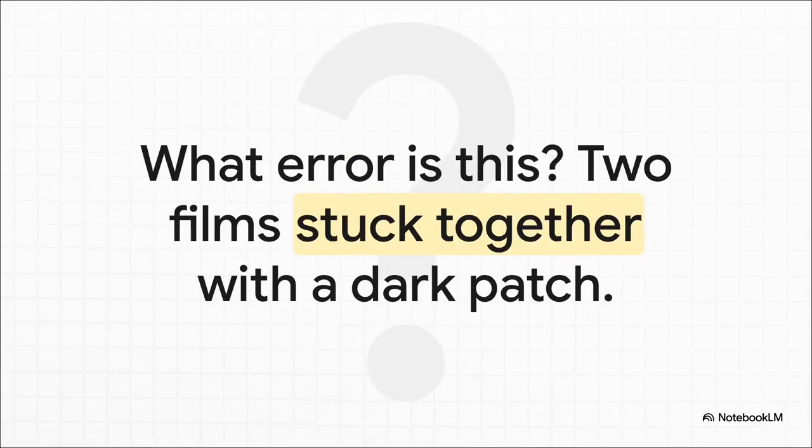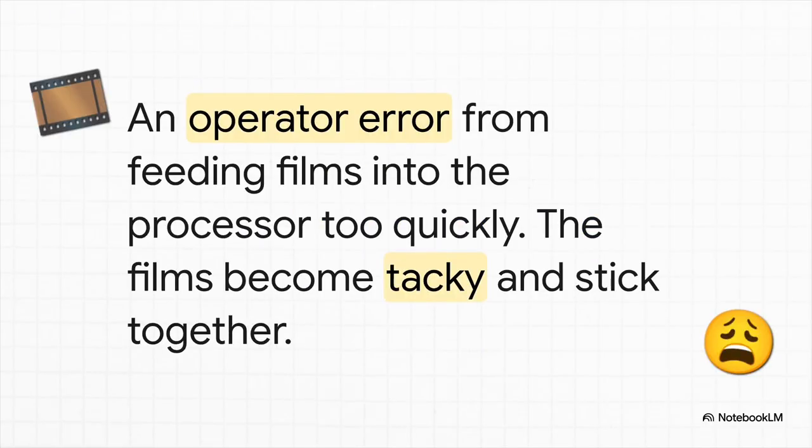All right, here's our next case file. Two films went into the machine, but they came out stuck together. And where they were touching, there's this dark, sticky, ugly patch. What happened there? Yep. That's just a classic operator error called overlapped films.